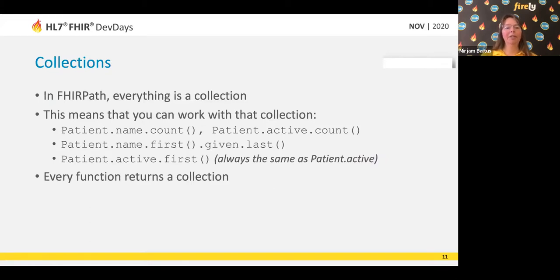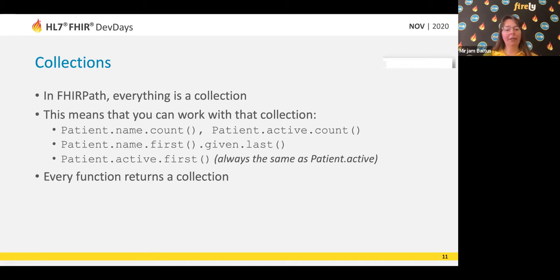Well, I can't mention it enough. Everything in FHIRPath will result in a collection, and then you can do things with that. So for example, we could count all of them. If you want to know how many name objects there are in the patient, we can do that with count. We can also select just the first or the last of a certain collection.